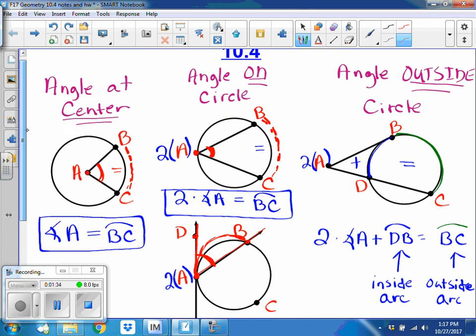The third scenario is if the vertex of the angle is outside the circle, such as right here. We're still going to double it, so you multiply the angle by 2, but now you have 2 intercepted arcs. You have an inside intercepted arc, which is this arc here, and the outside intercepted arc, which is this arc right here. So 2 times the angle plus the inside arc equals the outside arc.